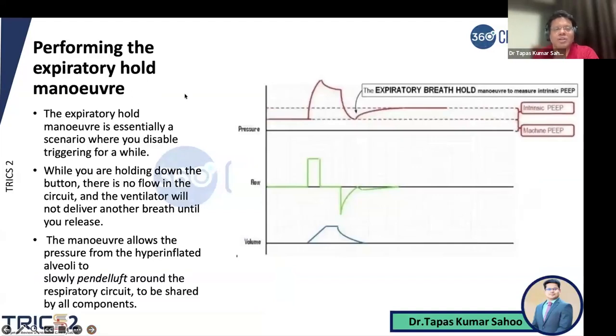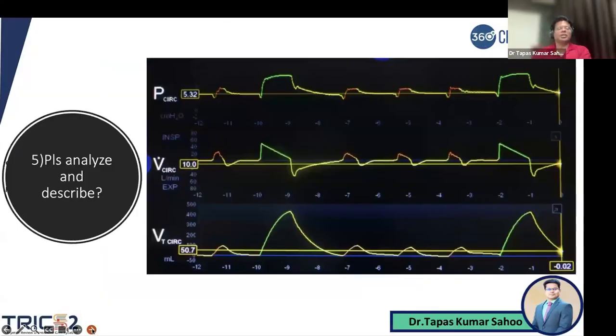How are you going to perform the expiratory hold maneuver? The expiratory hold maneuver is essentially a scenario where you are disabling the trigger for a while. Now you are holding down the button, there is no flow in the circuit, and the ventilator will not deliver another breath until you release. This maneuver allows the pressure from the hyperinflated alveoli to slowly equilibrate around the respiratory circuit to be shared by all components. In that way, you can see what is the machine PEEP and what is the intrinsic PEEP. This is the principle.